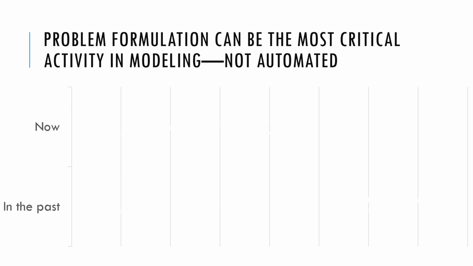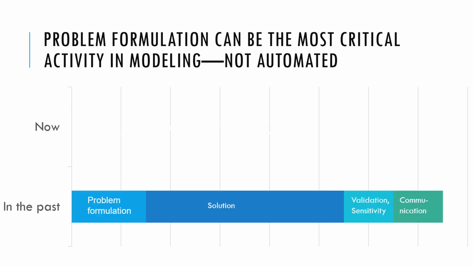Now, here is a conceptual diagram, not to be taken quantitatively, of what computing has done. In the past, we would spend time on problem formulation, and then once we had formulated the problem, the governing equations and boundary conditions would be solved by writing our own code. So the solution process was really long.